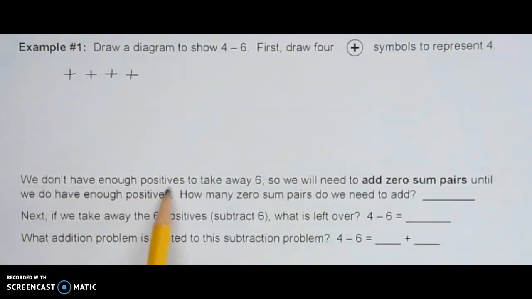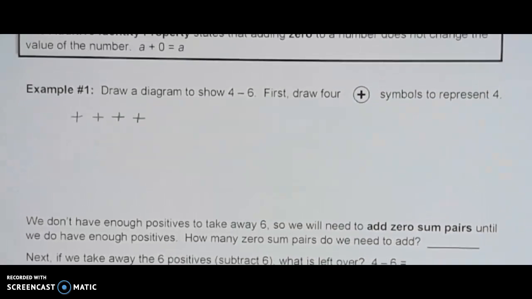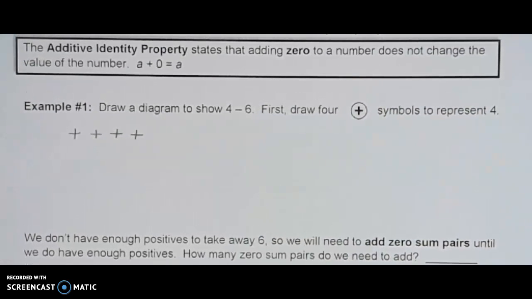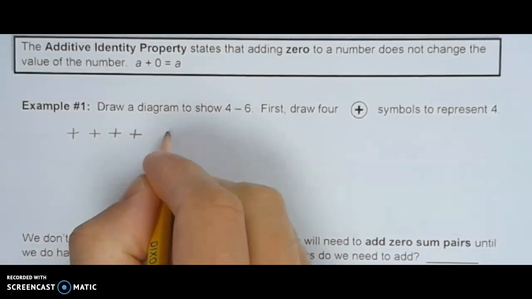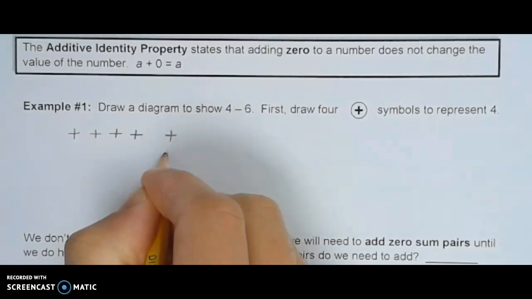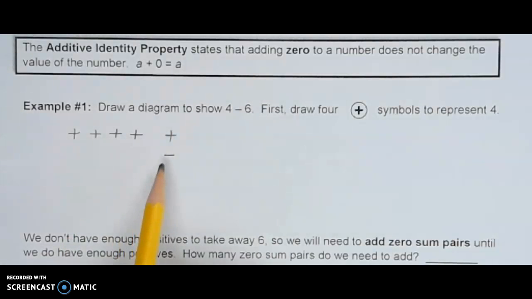Well, we don't have enough positives to take away 6, so what we need to do is add zero-sum pairs until we do have enough positives. How many zero-sum pairs do we need to add? Well, remember what we said above, adding 0 to a number does not change the value. So I'm going to add a zero-sum pair, which again is a positive with a negative. Since this part is equal to 0, 0 plus 4, this entire diagram is still equal to 4.